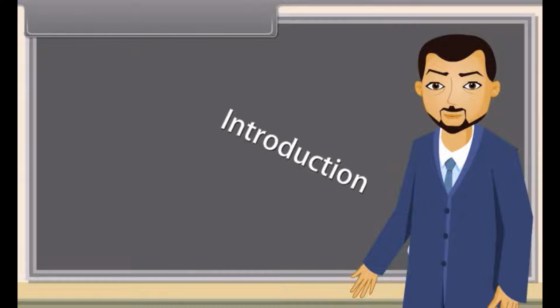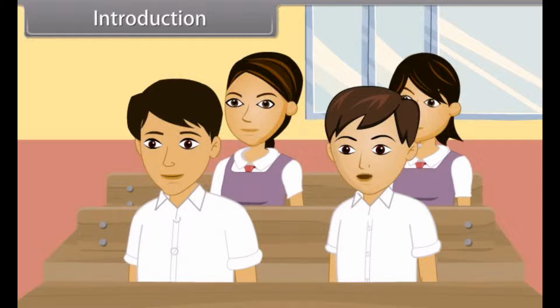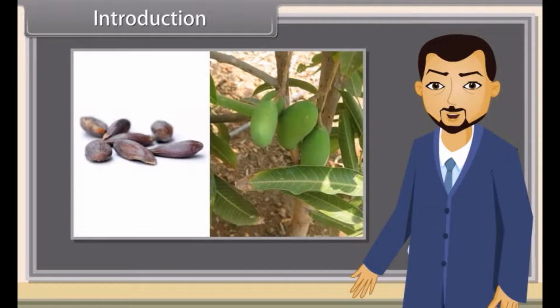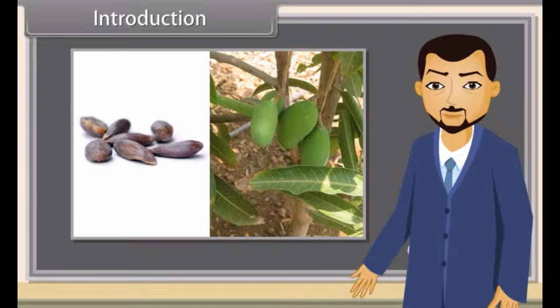Introduction. What can you see in this picture? We can see a dog and its puppy. Correct. Can the seeds in this picture produce the corresponding mango plant? No. Mango plant can only be produced from mango tree. You're right.